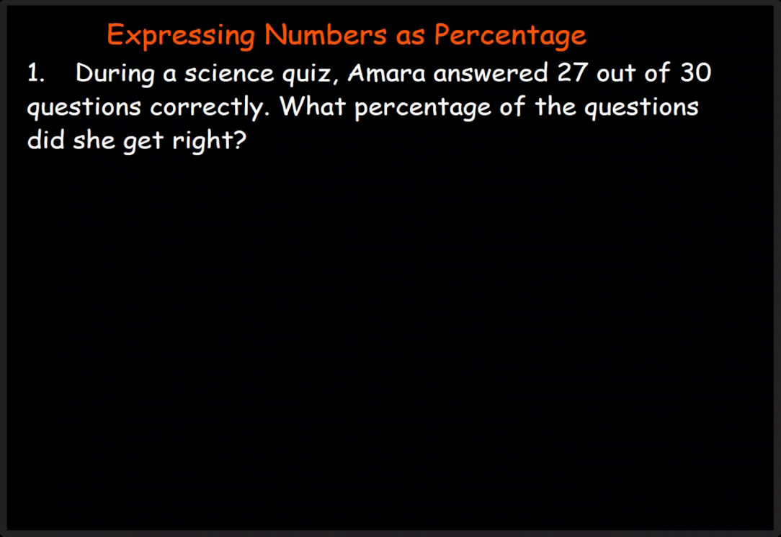Number one, during a science quiz, Amara answered 27 out of 30 questions correctly. What percentage of the questions did she get right? So she answered 27 out of 30 questions correctly. We are now to change the number of questions she answered correctly into percentage. So let's quickly look at it.